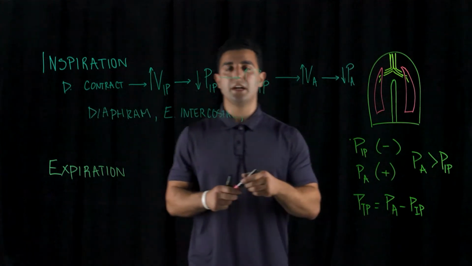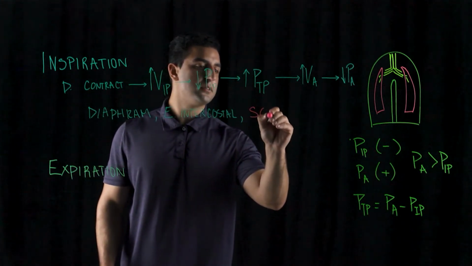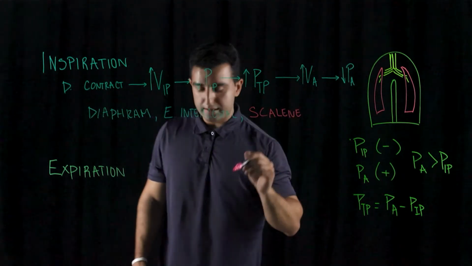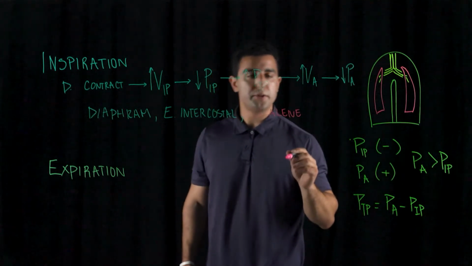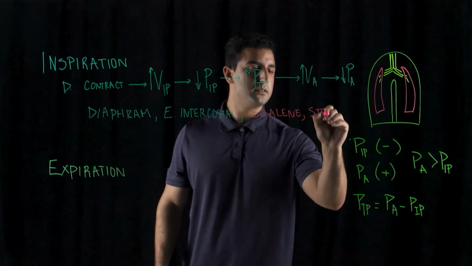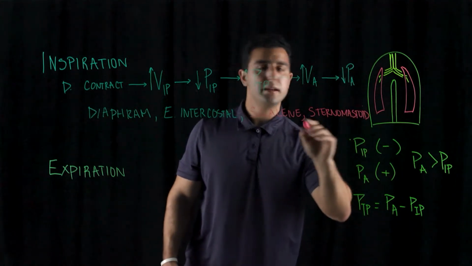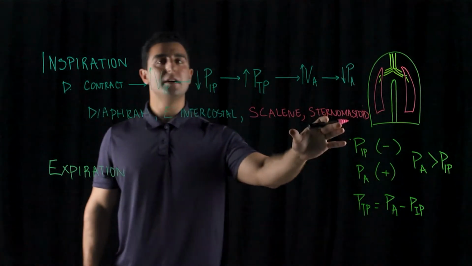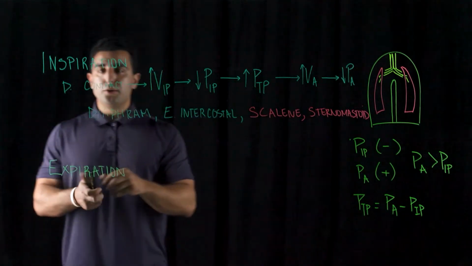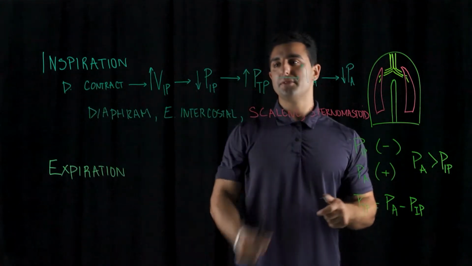There are two other muscles that become involved during forced inspiration. One is the scalene muscles, and the other is the sternocleidomastoid. We could put that here, sternomastoid. These two muscles in pink only become active during forced inspiration. And expiration is the complete opposite of inspiration in terms of these different regulations.